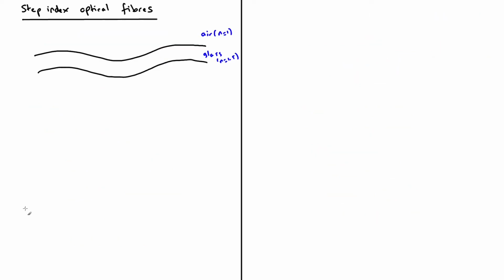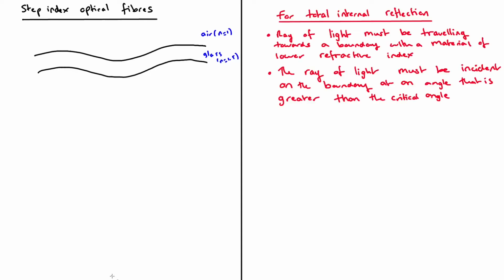Okay, an optical fibre makes use of total internal reflection. So we've just seen here for an air glass boundary or a glass air boundary that the critical angle was 41.8 degrees. So remember, for total internal reflection, two things must be true. First, the ray of light must be travelling towards a boundary with a material that has a lower refractive index. And secondly, the ray of light must be incident on that boundary at an angle that is greater than the critical angle. Now that is what's going to happen here in our optical fibre.